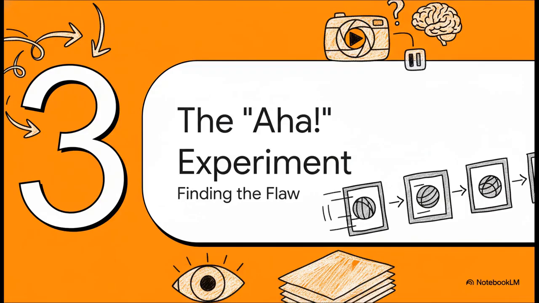So, how do you prove a theory like that? You design a really clever experiment. The researchers set up a test to see if CLIP was actually understanding the motion in a video or if it was just looking at all the frames like they were a bunch of separate photographs.